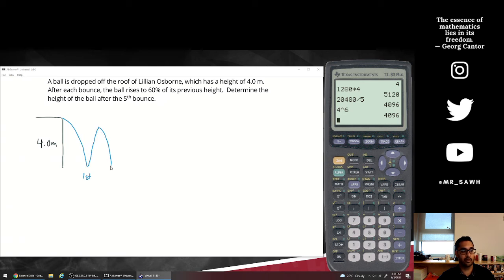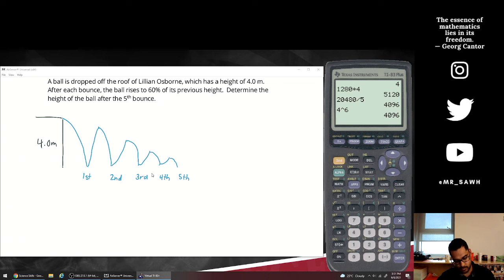However much it went up, it'll come down the same distance. Hit the ground again a second time. Right, go back up again, and then down for the third bounce, up 60%, and then down for the fourth, and then there is your height after the fifth. I think I've got to do one more actually. Down, there's the fifth, and up.